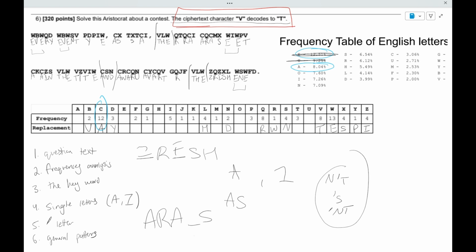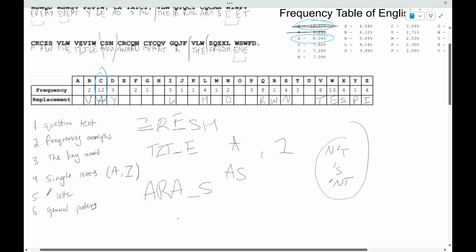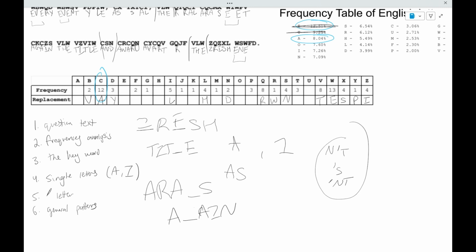Okay, so now we got a couple more two-letter words. We have TIT blank E. So I think the only thing that fits there is title. So we've got an I. Okay. Now we've got one more, which is A blank AIN. So once again, I think the only one that fits there is again.